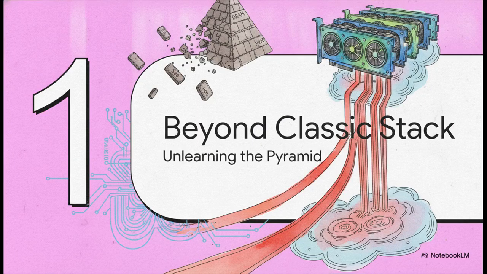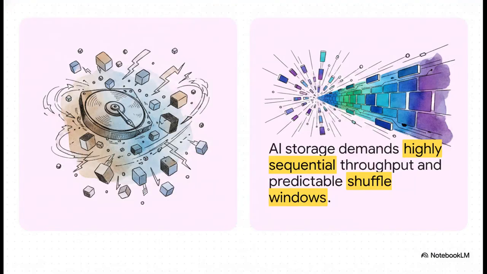Section 1. Beyond the classic stack, unlearning the pyramid. So we really have to start by unlearning that classic storage pyramid. For decades, storage architects optimized around two main things: random access and temporal locality. The assumption was always that if you accessed data recently, you'd probably need it again soon. But modern AI storage requires a completely different mindset.